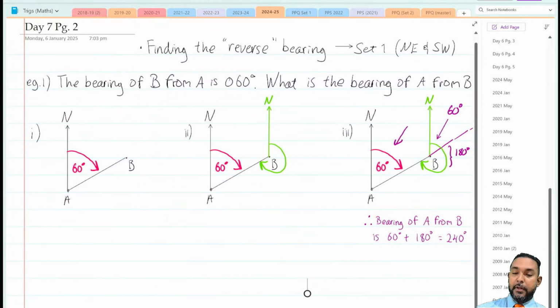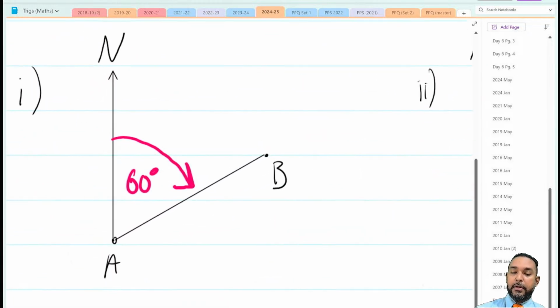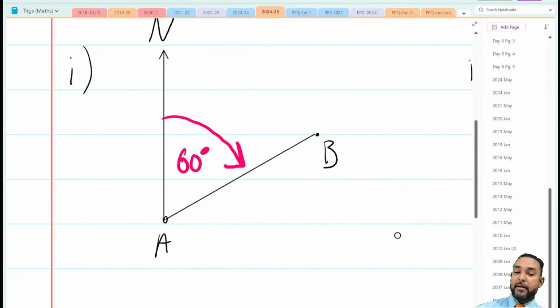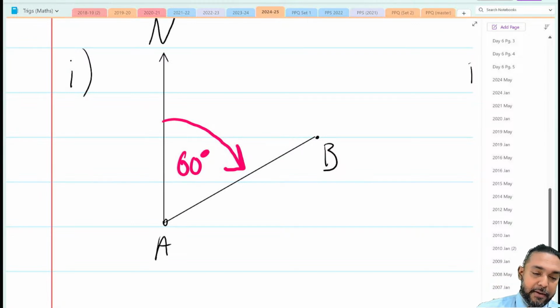So they gave us that the bearing of B from A is 60 degrees. So you put your A, you put your B, and if it's B from A, it means you're starting from A and going to B. So A is your start point, so that's where you put your north line. And then the clockwise angle between that line and the line joining the 2 points, they gave us a 60.